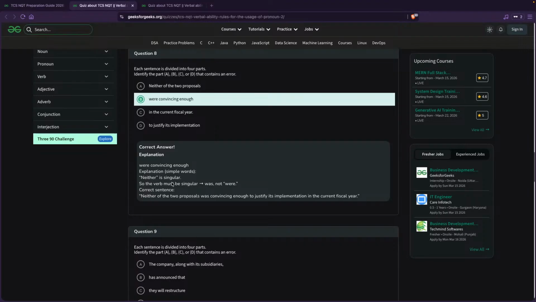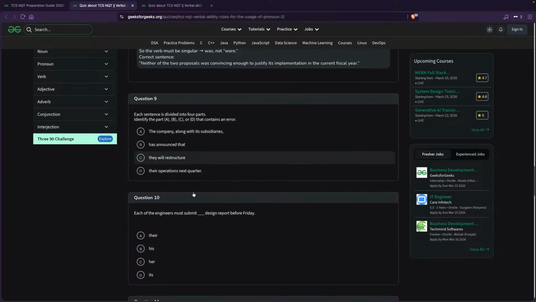Simple words. Neither is singular. I will take note of that. So the verb must be singular. Okay, each sentence is divided into 4 parts.